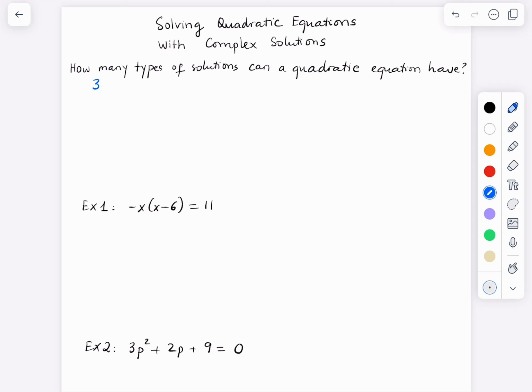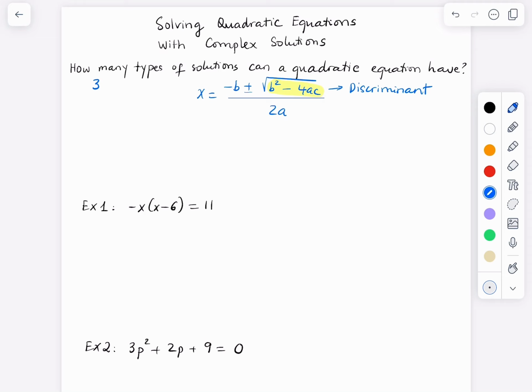The answer is 3. Now, in the quadratic formula, x equals negative b plus or minus square root of b squared minus 4ac over 2a, the radicand, the part that is inside of the square root, is called the discriminant. By looking at the discriminant, we can determine what types of solution we are going to end up with without actually solving the whole thing.